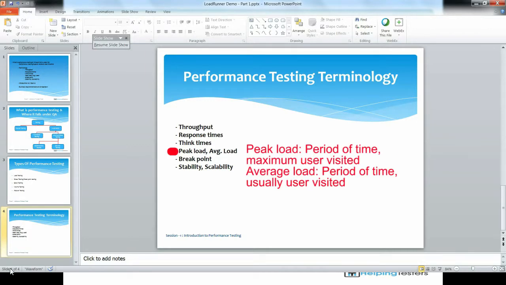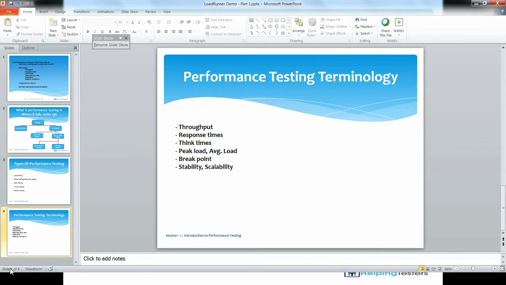Peak load: for any application, we may not have extremely high load every day. Some days we may have very high load, and some days very low load. In a given period of time, the day with the maximum number of users visiting is what we call peak load. Average load is a normal day where we don't have any specific offers. The user load is not very high and not very low, it is average, and that we call average load.